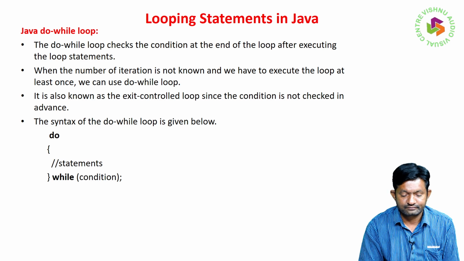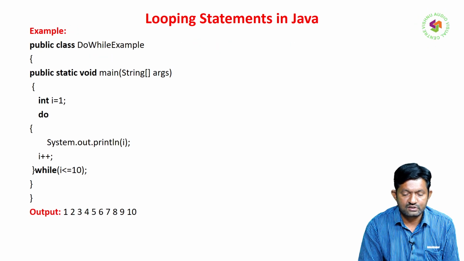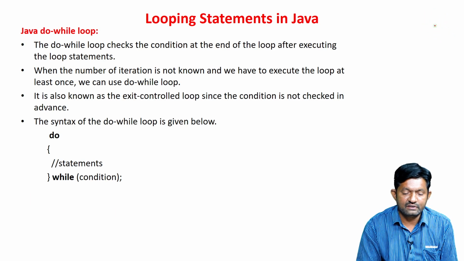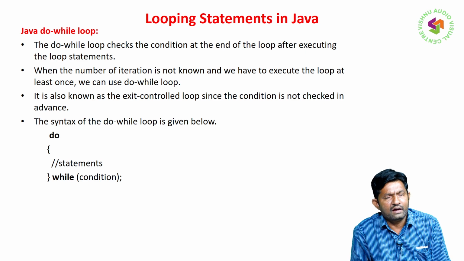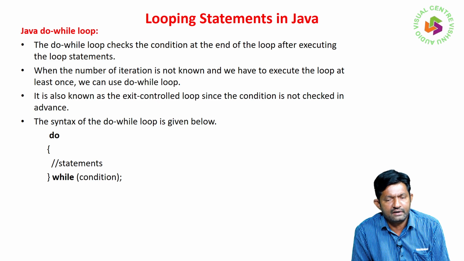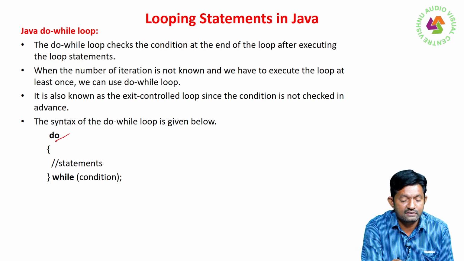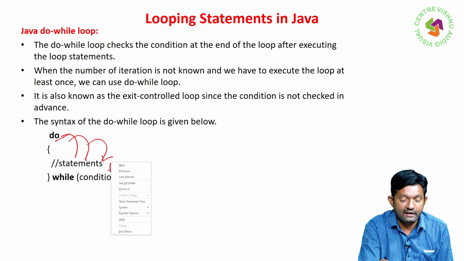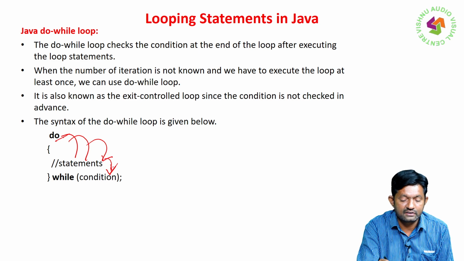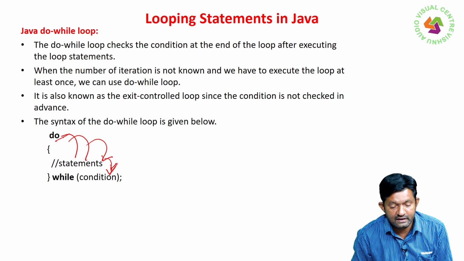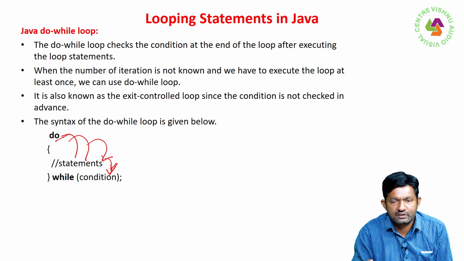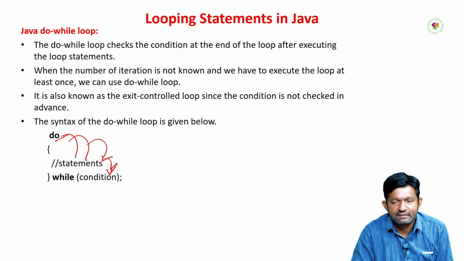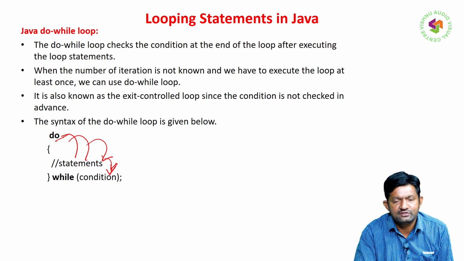Java do while loop. In this demonstration, the main difference between while and do while is that while checks the entry condition, whereas do while checks the exit condition. In a while loop we check the condition before executing the statements, whereas in do while we first execute the statements, do this and this, and finally check the condition.